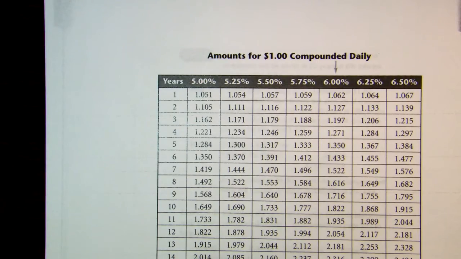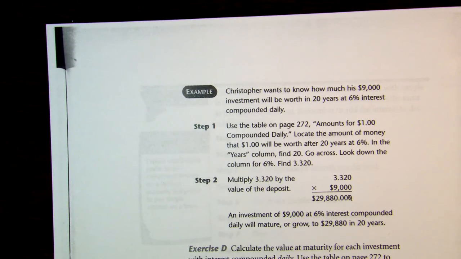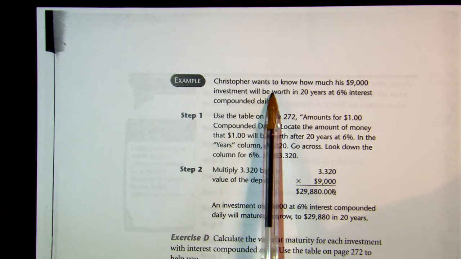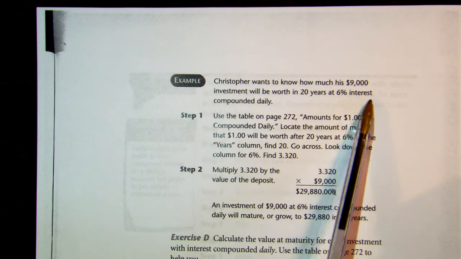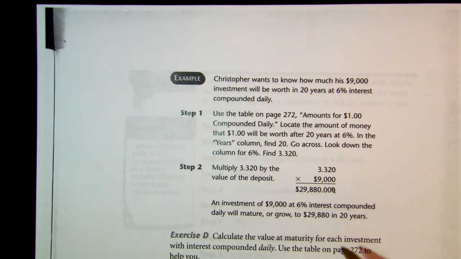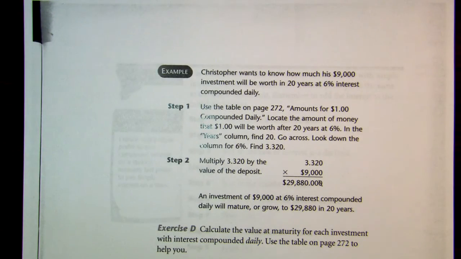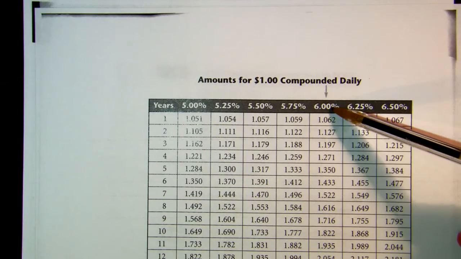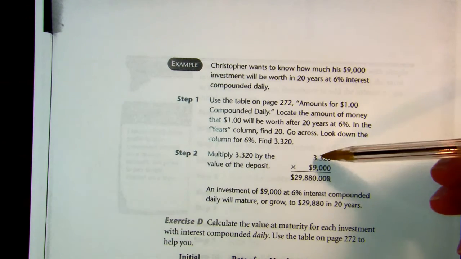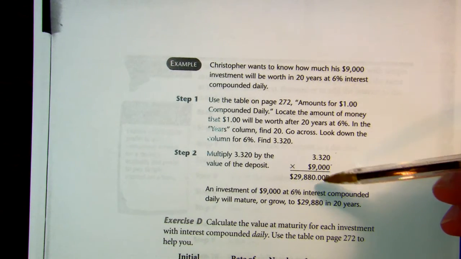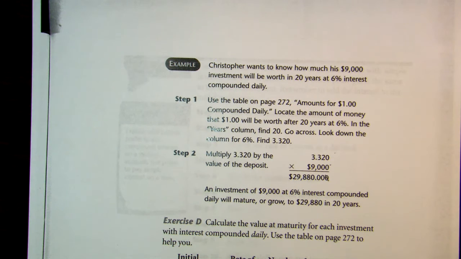So when you go to the exercises here, let's look at the example. It says Christopher wants to know how much his $9,000 investment will be worth in 20 years at 6% interest, compounded daily. So we're going to use the table at 6% interest daily. Go to 20 years. So we're at 3.320. That's where you get the 3.320 times the 9,000, and you're at 29,880. That's nice that they gave us that chart, because now we're just multiplying two numbers after we find that decimal.